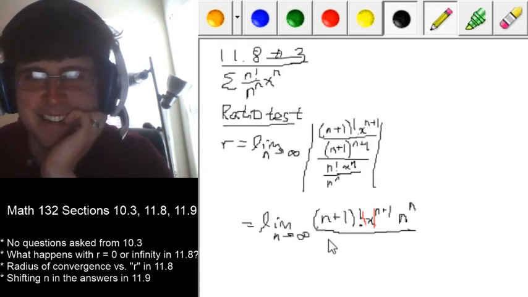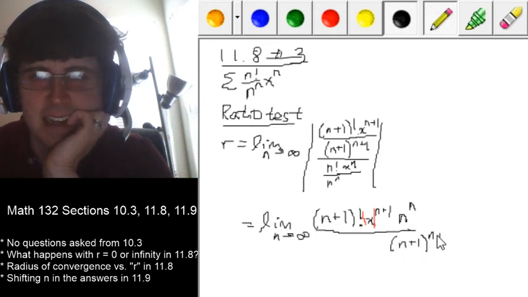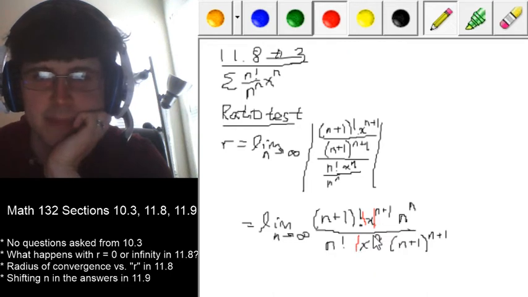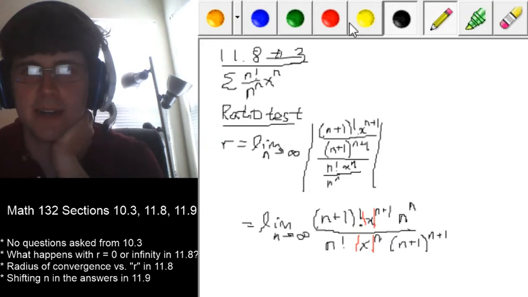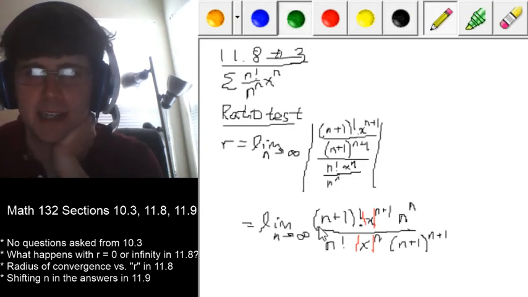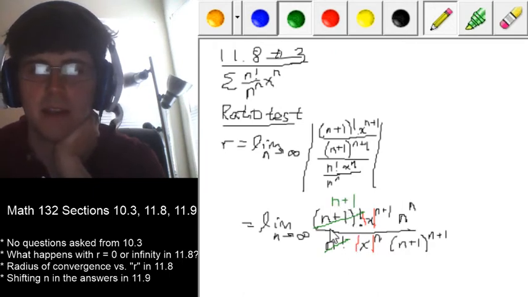In the denominator, I've got my n plus 1 to the n plus 1. I've got an n factorial, and I've got an x to the n. But similarly, that x might be negative, so that x has the absolute value bars still. Now we just want to know what cancels. Well, by now we're a little bit used to how factorials cancel. When n plus 1 factorial cancels with n factorial, all that's left is an n plus 1. And then we cancel one of these n plus 1s with one of these n plus 1s.